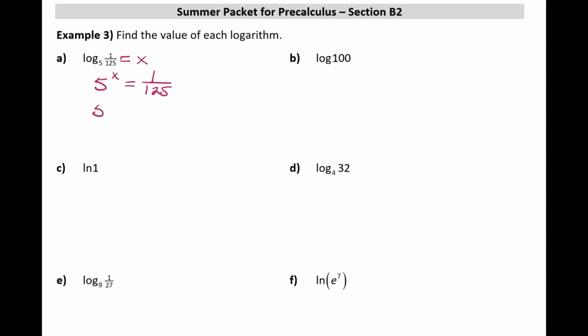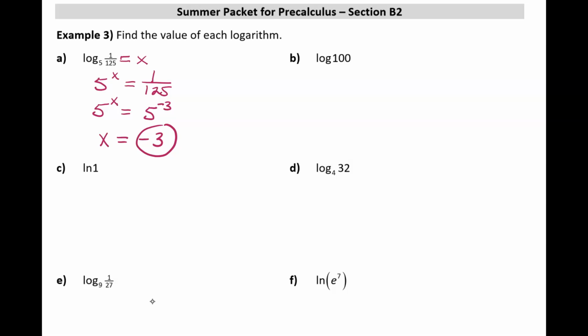Next, we're going to express the right side of the equation as a power of 5. So we know 5 raised to the negative 3 is 1/125th. So that must mean that x is equal to, I'm sorry, negative 3. So negative 3 is the value of the logarithm.